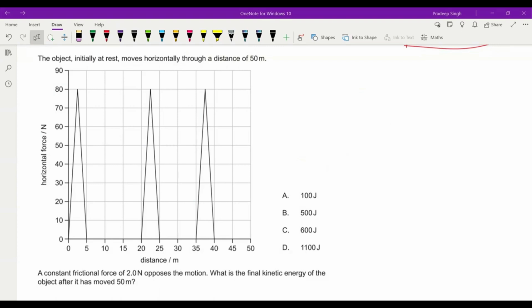So does the graph consider friction too? Let's see. In this graph, Anishka, the y-axis is horizontal force. So no, it's not considering friction. The graph is only for the force, horizontal force. Okay, sir. Sir, the area under the graph would give you work, which is change in kinetic energy, but then that doesn't consider friction.